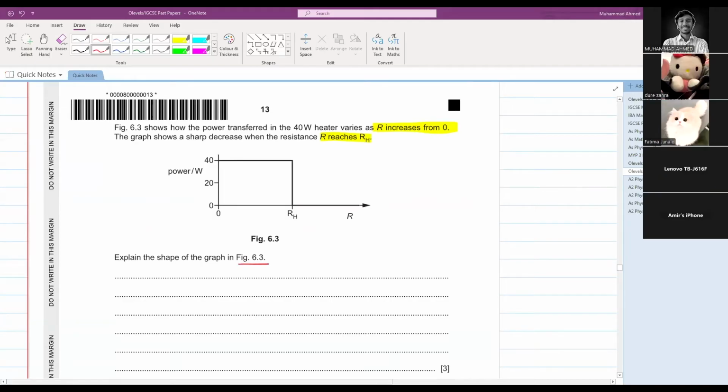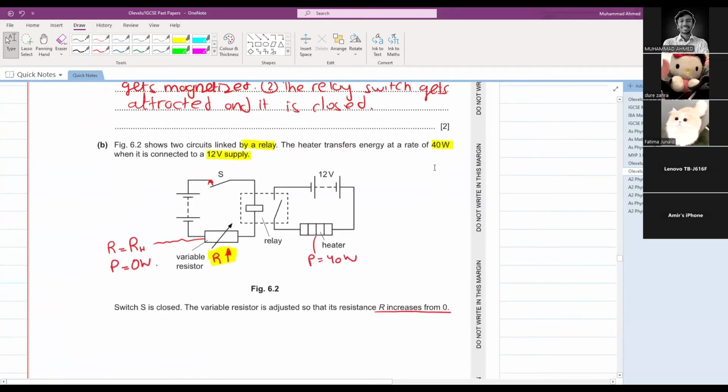So, what will we say here? Yes, what is happening here? Any geniuses in the chat who would like to answer this? Beta, it is a very easy question. You just have to apply some logic.